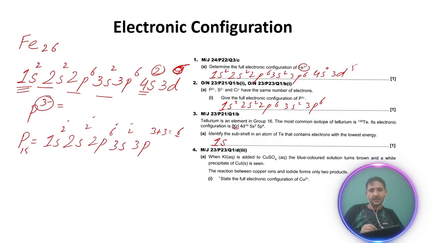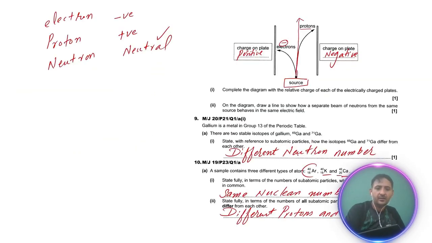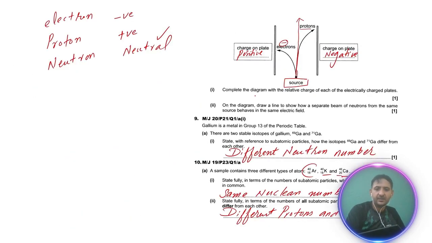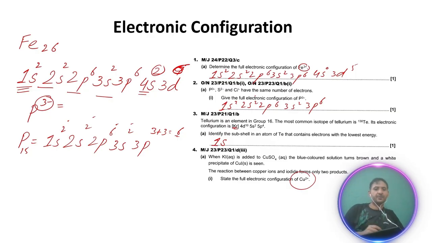Okay. When potassium iodide is added to copper sulfate, the blue colored solution turns brown and white. The reaction between copper ion and iodide forms CuI. State the full electronic configuration of copper 2 positive. So now copper, from the transition metals, you can see copper here, atomic number 29. Okay. It means there are 29 electrons. Copper, Cu, 29. So first I will write this for the neutral atom because it is a transition element.